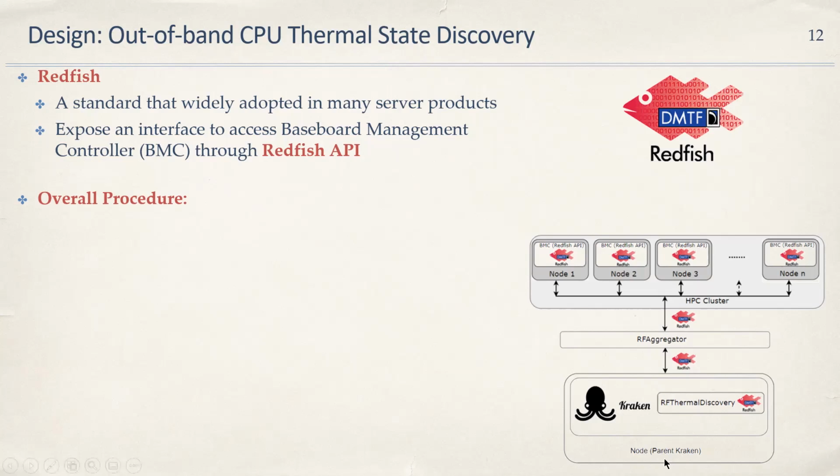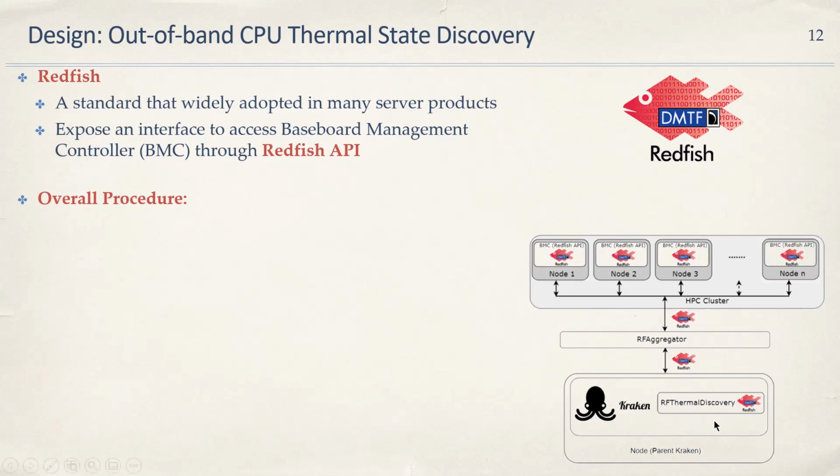A master node hosts a parent Kraken, and the parent Kraken has an RF thermal discovery, that is Redfish thermal discovery, which communicates with the Redfish aggregator. The Redfish aggregator talks to the different nodes in the HPC cluster, basically to the BMC of each node using the Redfish API. The Redfish aggregator is a single entry point for the parent Kraken.